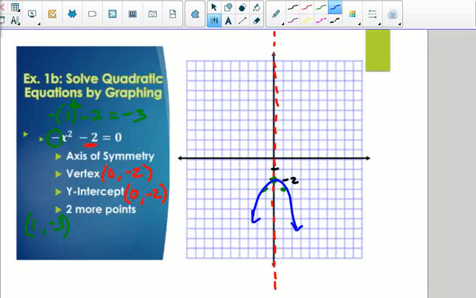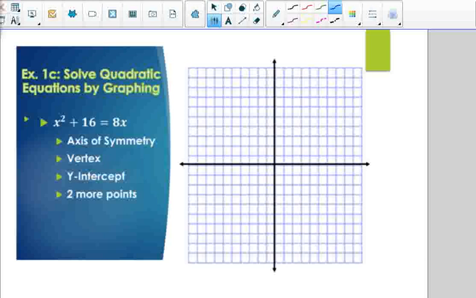You notice it does not cross the x-axis, so there is no solution. There's no x value that will satisfy this equation. Let's go to another one.